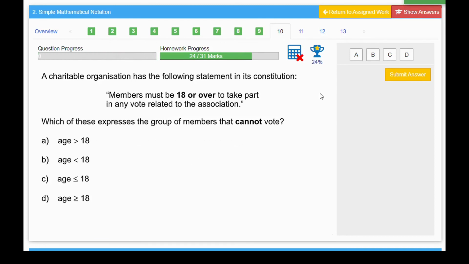And the last one here, question 10, says that a charitable organisation has the following statement in its constitution. It says members must be 18 or over to take part in any vote related to the association. Which of these expresses the group of members that cannot vote? Now the important thing here is the word cannot. So who can't vote is people who are aged, and it's going to be 18 or over, so 17 or less.